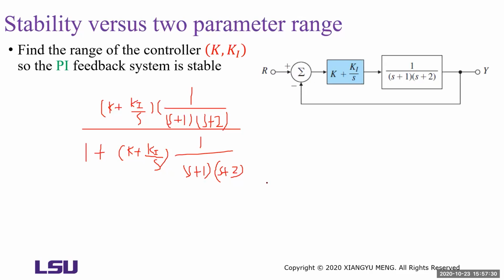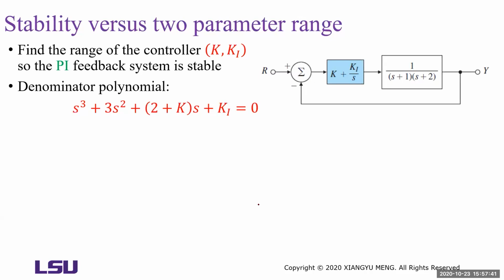Did you find the denominator polynomial? I think so. Yes. S cubed plus S squared plus 3S plus 2. So here's the denominator polynomial. Then you can use the root array to find the conditions on K and Ki to make the closed loop system stable.